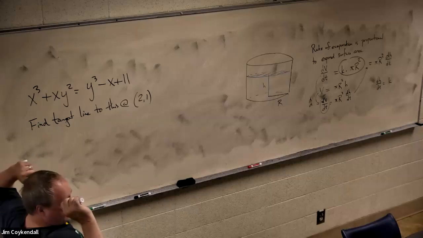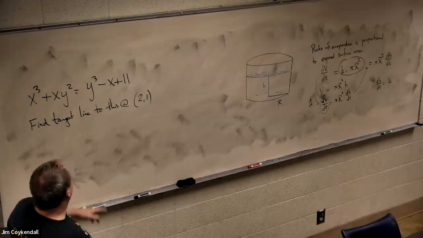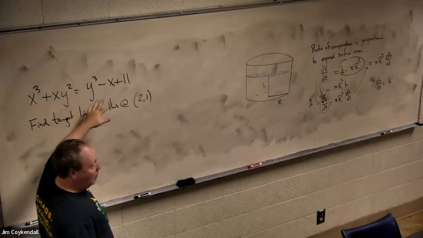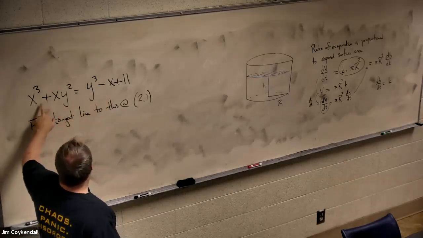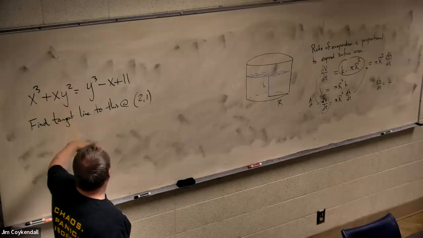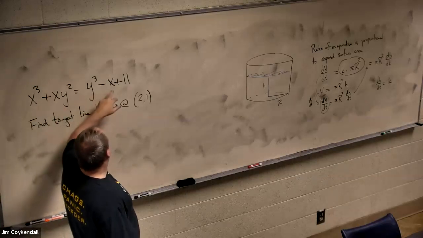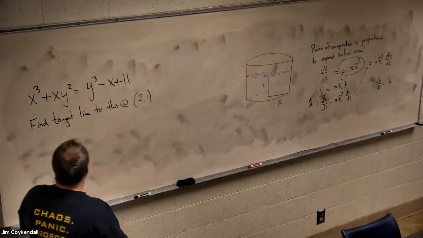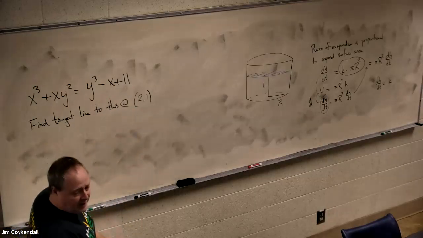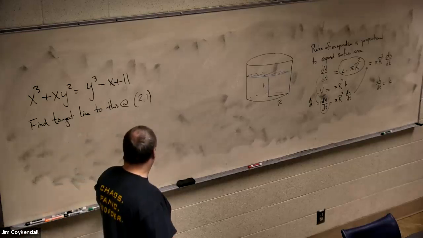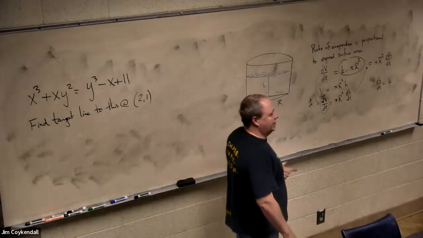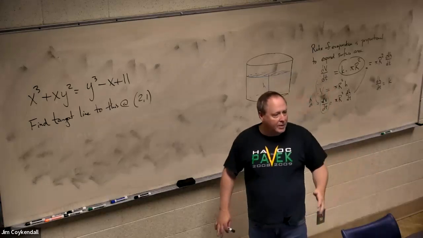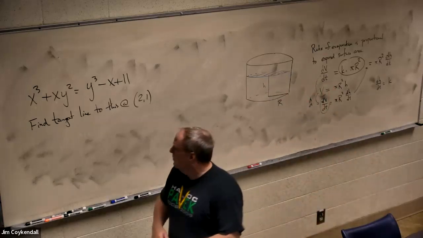By the way, just FYI, this point is on this curve because when I plug in x equals 2 and y equals 1, the equation balances. This is 8, and 2 is 10, and this is 1, minus 2, negative 1, so the point is on the curve. Now, for the tangent line, I need two things. I need a point and the slope. Got the point, no problem. Need the slope, so we need the derivative.